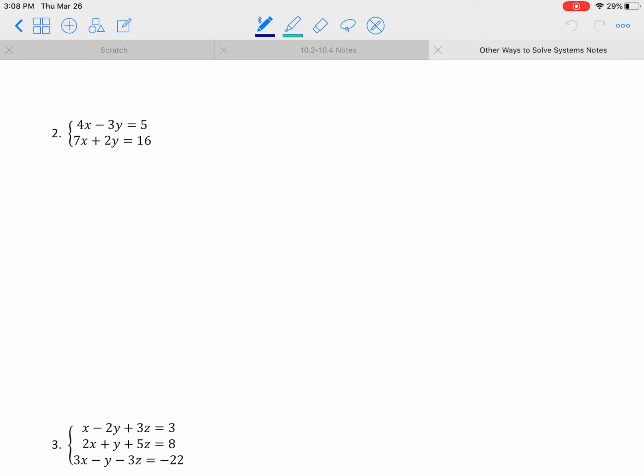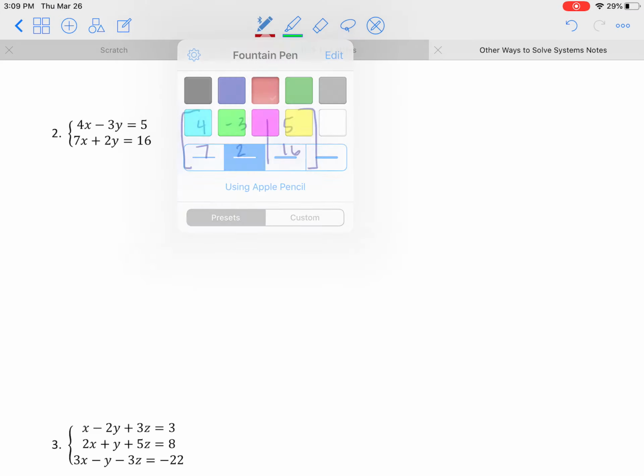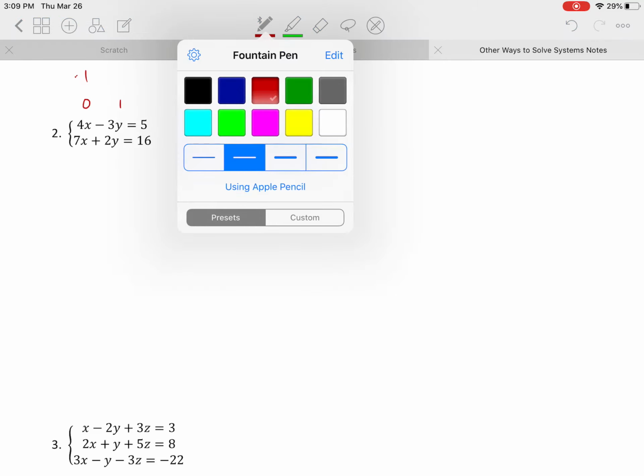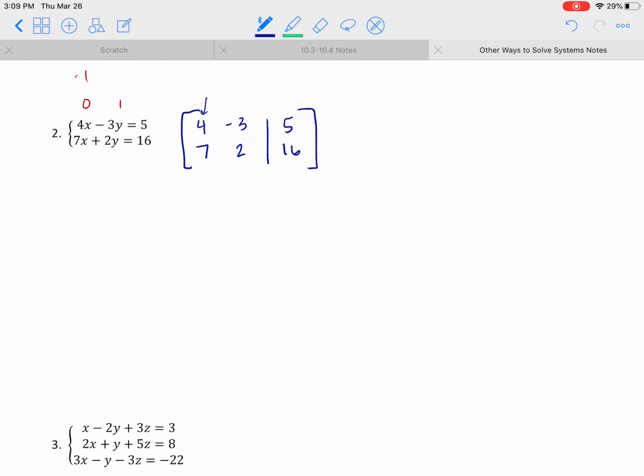So I'm going to try to show it to you again. All right, so I'm going to put this into an augmented matrix. So in matrix form, we're looking at 4, -3, and 5, 7, 2, and 16, okay? So the goal was to get the 1, and then the 0, and then the 1. So I need to get a 1 in this first spot. Now to get 1s, it's multiplying or dividing a row. So I'm just going to take my first row. If I just take this and divide by 4, I'm going to get that 1. So I'm going to do 1/4 of row 1.